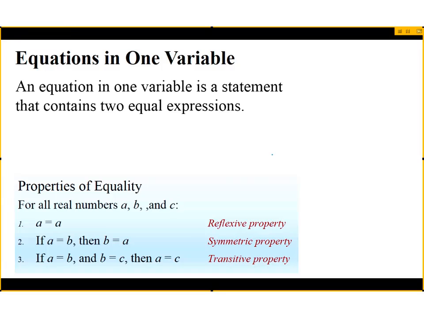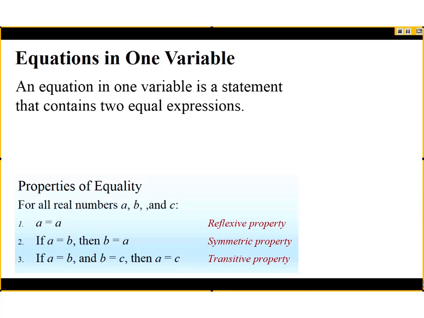Okay, we're going to talk about equations in one variable. An equation in one variable is a statement that contains two equal expressions. A property of equality: for all real numbers A, B, and C, A is equal to A. We just need to get ourselves familiar with these terms and definitions.